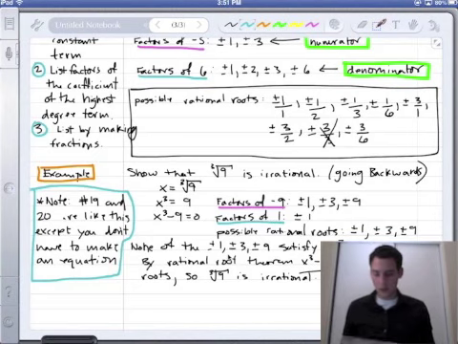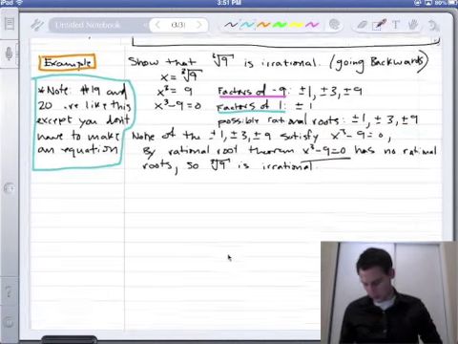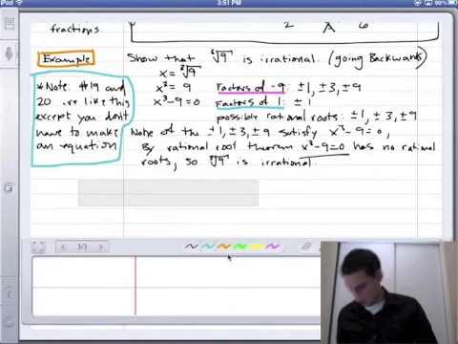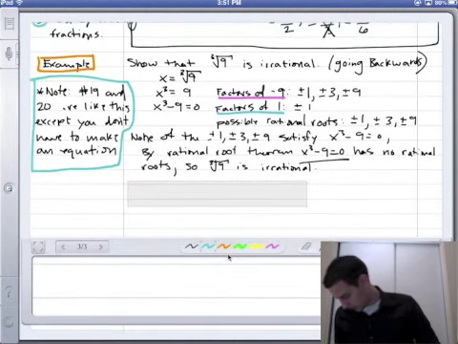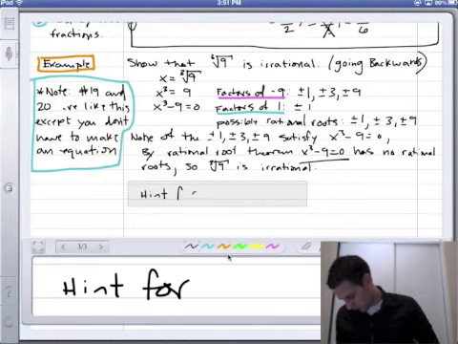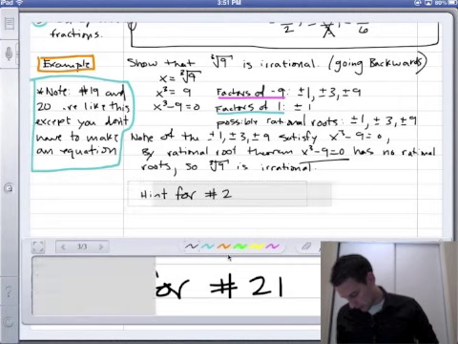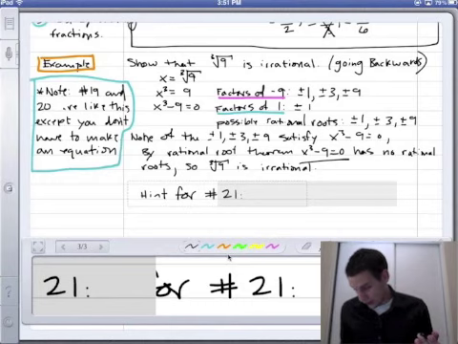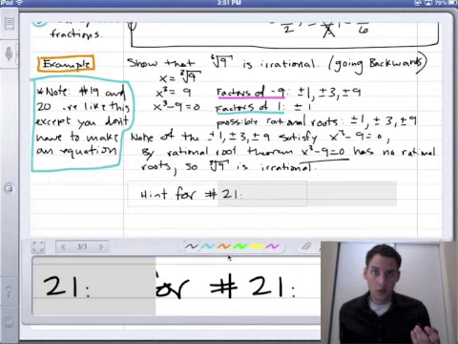So that's almost it. I have one more little note for you, which is this. This is a hint for number 21. It's a question. What do you do when they come for you?